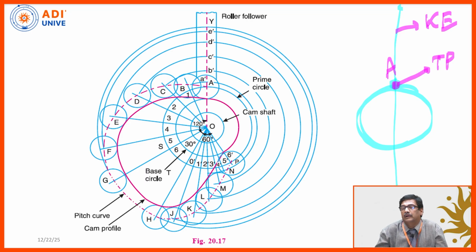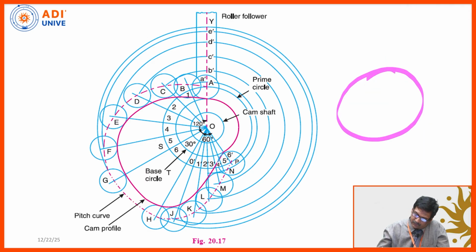The roller continues to roll around this, and it traces some other curve through its center. So what is the center of the roller? If I draw the roller like this, where is the tracing point? The tracing point will be here. This is the point A, I need to complete it. Now you can identify this is the tracing point. So I need to draw like this.